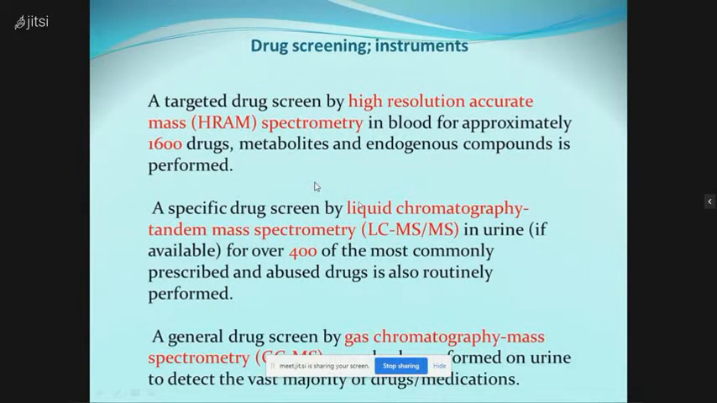So we also use drug screening for targeted drugs, and there are several instruments used for this. I'm not going through this, mainly mass spectrophotometry and liquid chromatography and gas chromatography. There are a variety of instruments for assessment of drug screening and quantification of drugs.